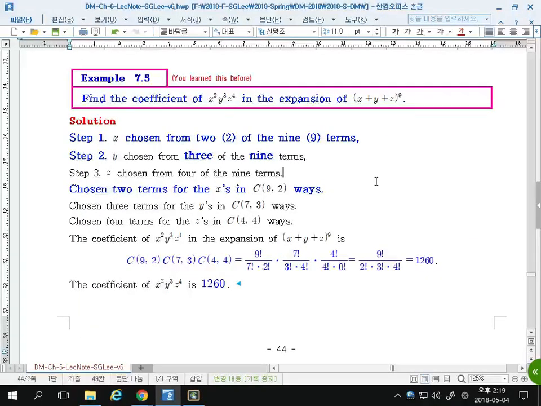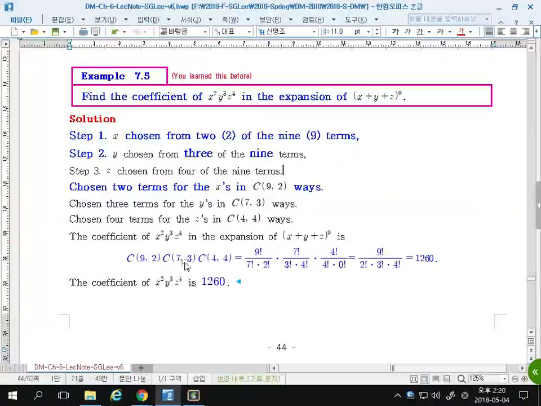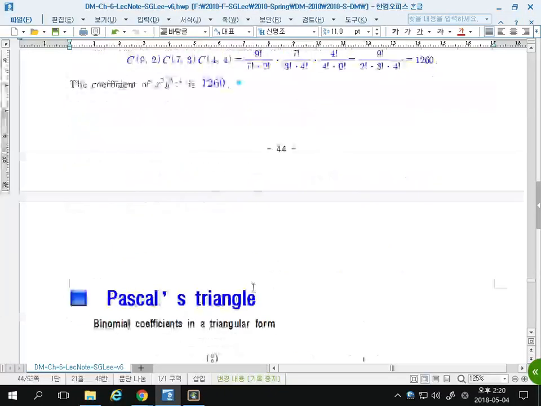7 choose 3, and then we have only 4 left. So 4 choose 4. That's it, isn't it? This is the answer, which is 1,260. Isn't this simple? You can do the same thing for the multinomial polynomial with the 4 variables, x, y, z, w. Still, you can find the coefficient without difficulties, isn't it? All you have to do is just add all those powers and do the one at a time and multiply.